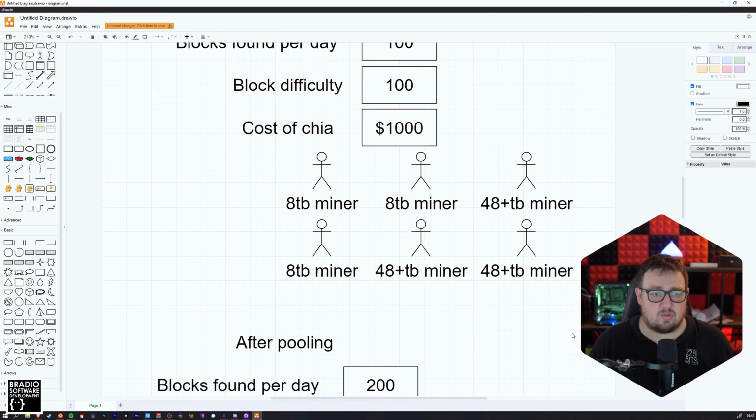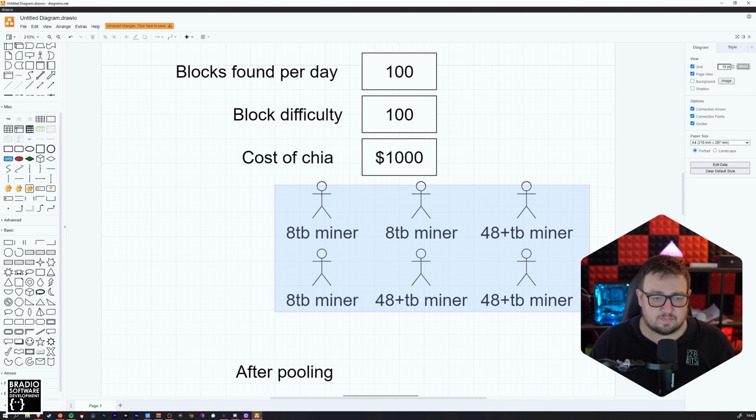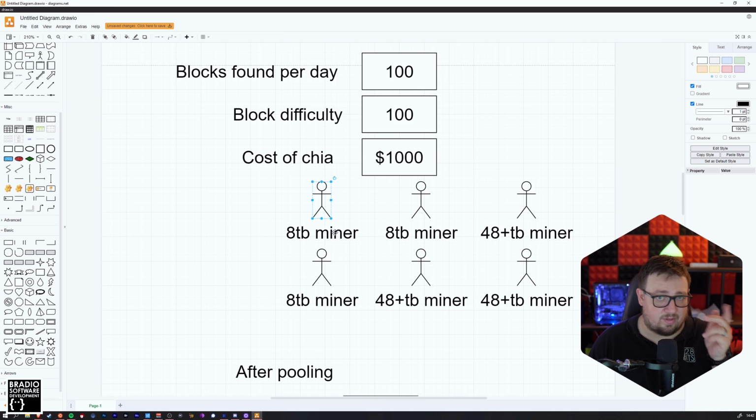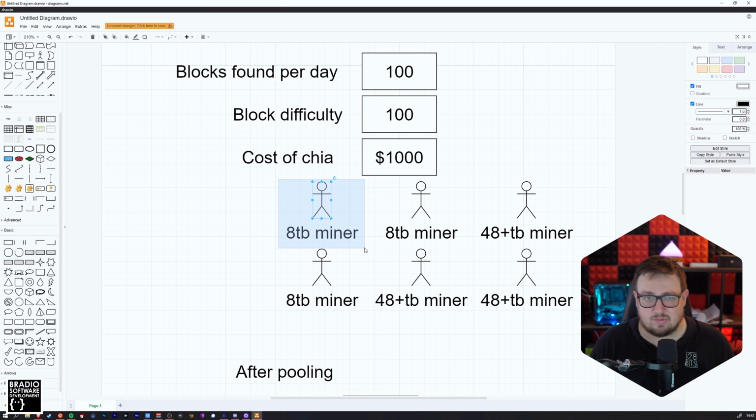So if we go back to normal numbers again, let's say each of these guys has a chance to win a block, and they'll win 1 block every 6 days. Okay, so an 8 terabyte miner will win 1 block every 6 days. The 1 TB miner will win 1 block in 4 times less than that, or 5 times less than that, however much more space they've got, they win less. So that's essentially how it works. Obviously there's a lot of luck, this person here could get it every single time, you never know.